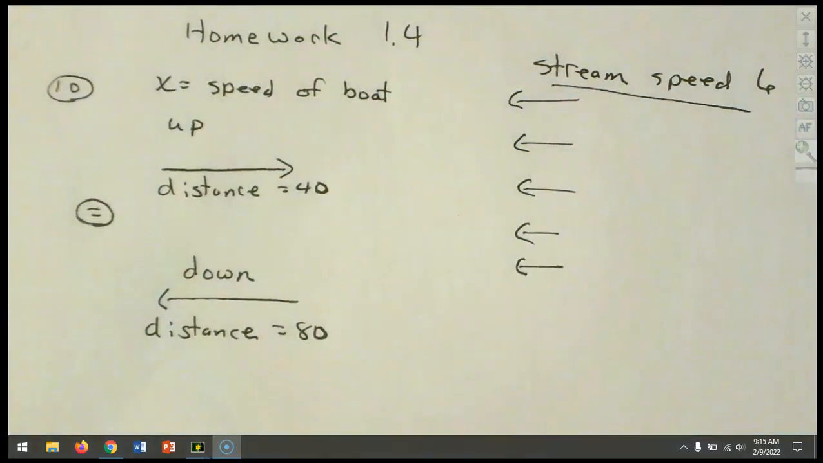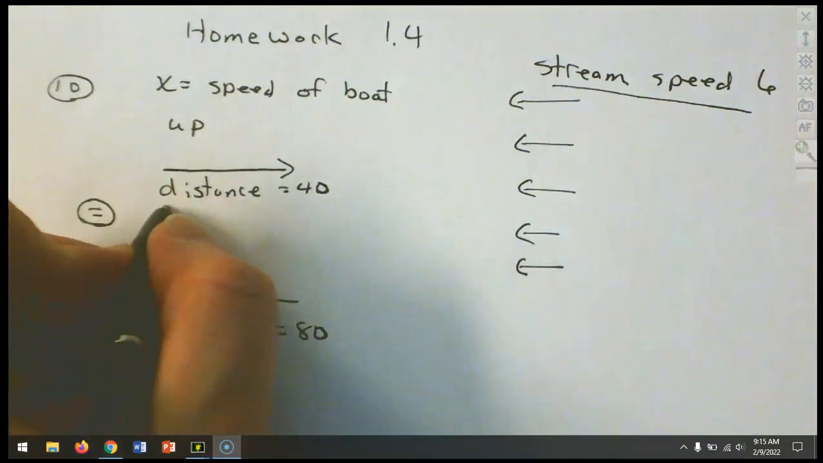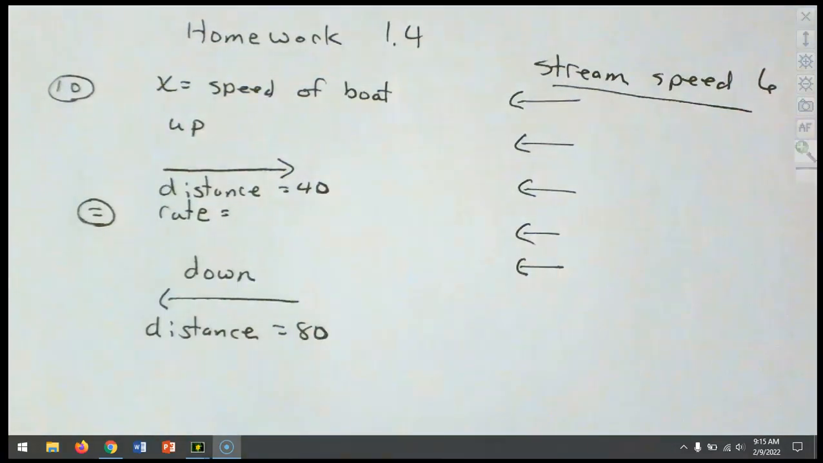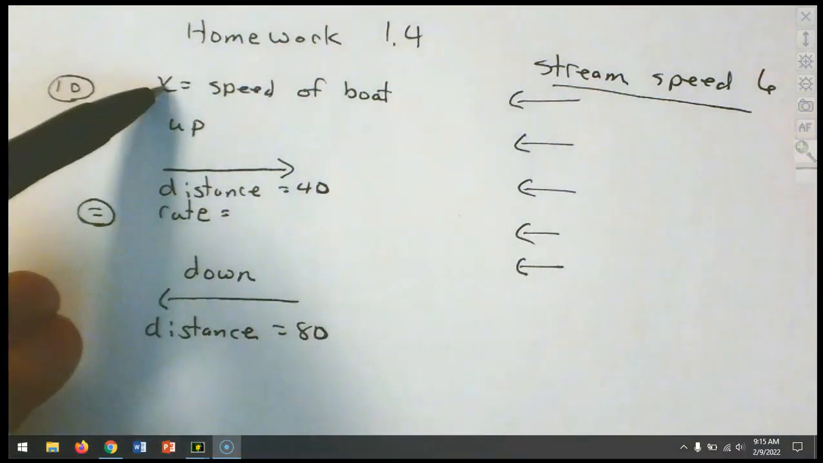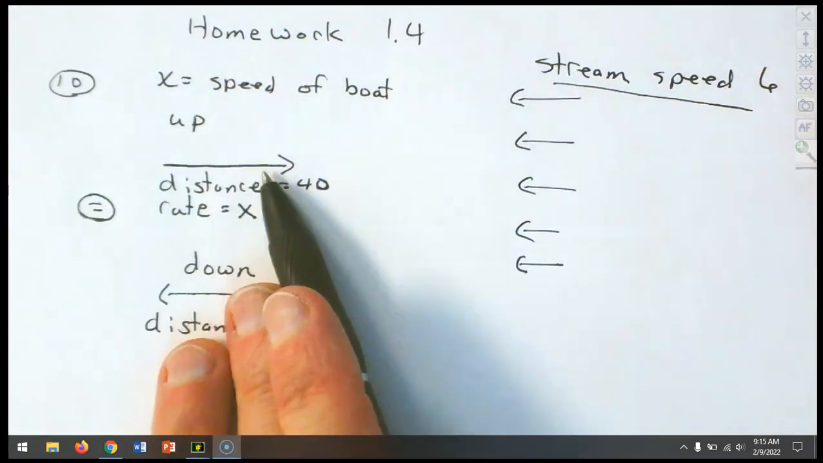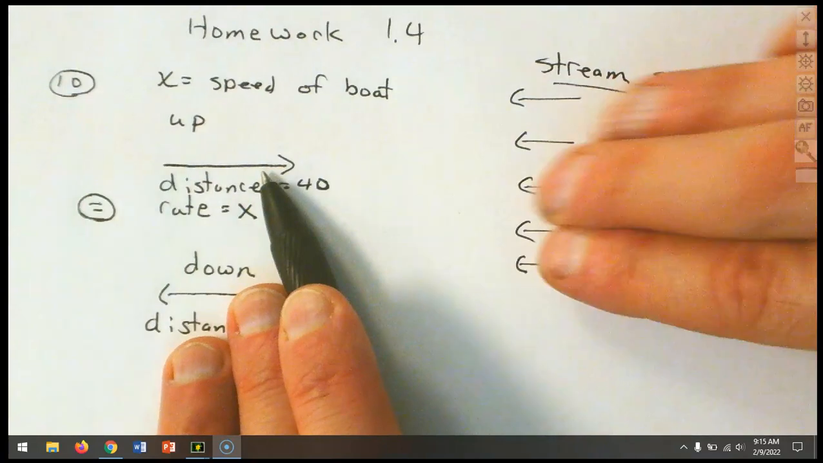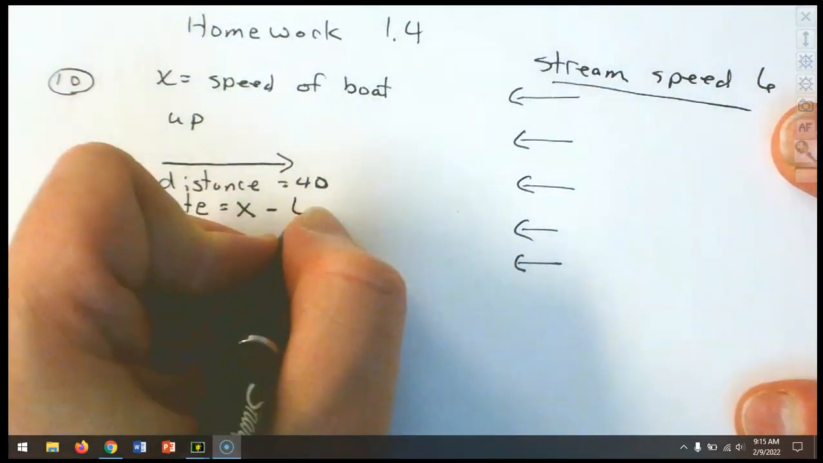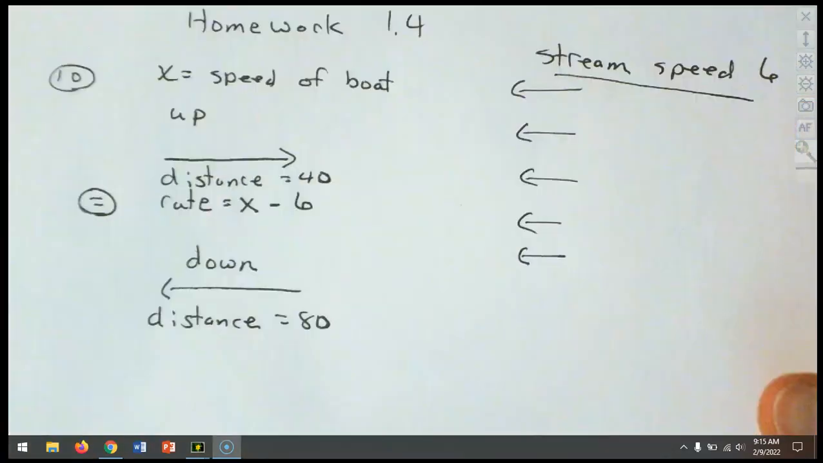How does that stream affect it? If I'm traveling upstream, what happens to my rate of speed? Slows down. Right, it slows down. Now, what's the speed of the boat with no current on that at all? In still water, that boat is going an unknown amount of speed, x. If I'm going upstream, then that stream is forcing it backwards. So that rate is going to be x, in this case, minus what? Minus 6, because it's forcing it to slow down.